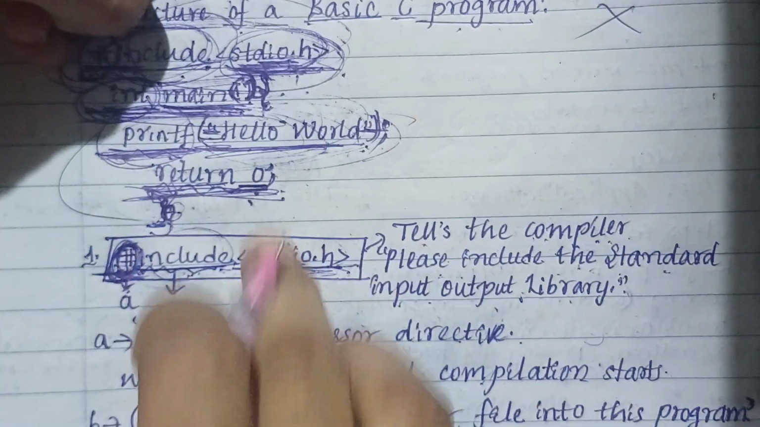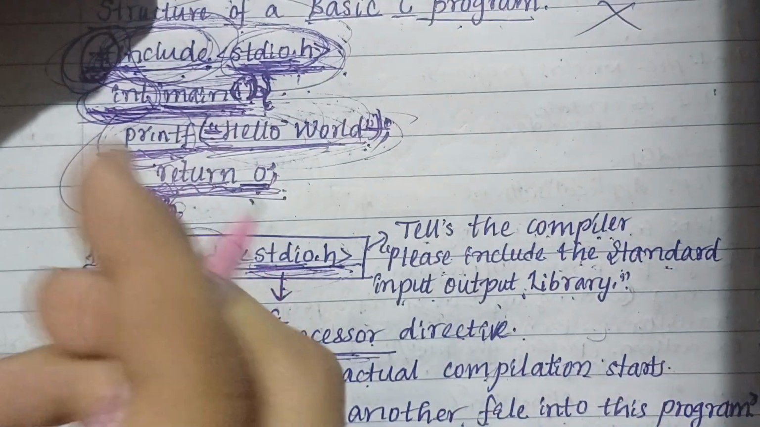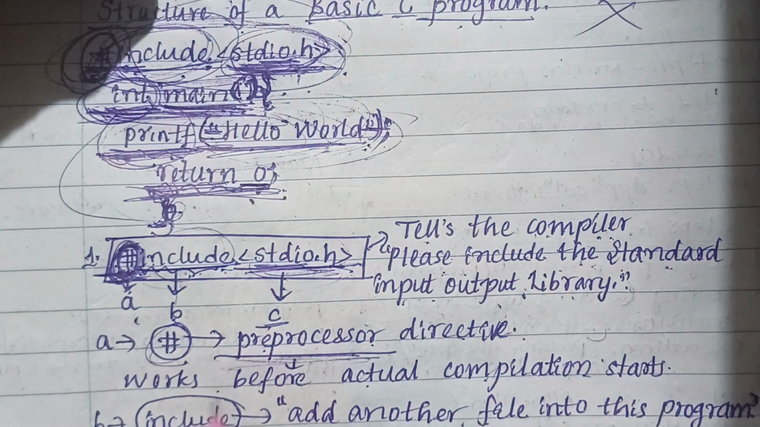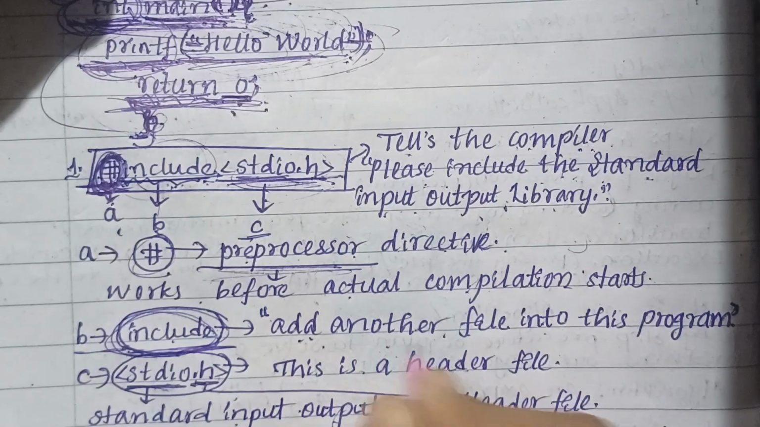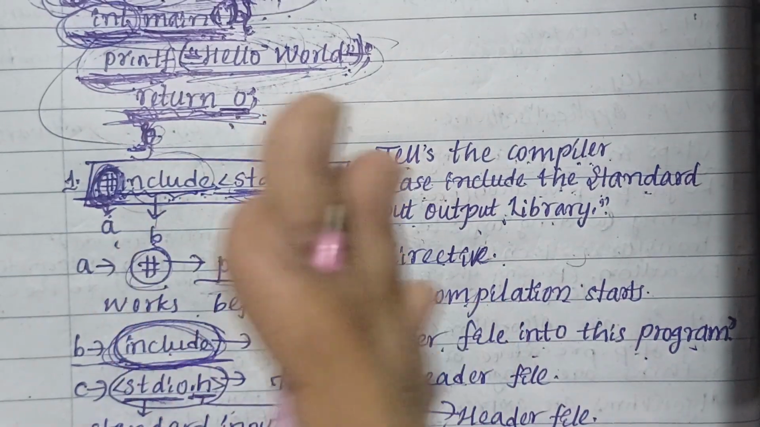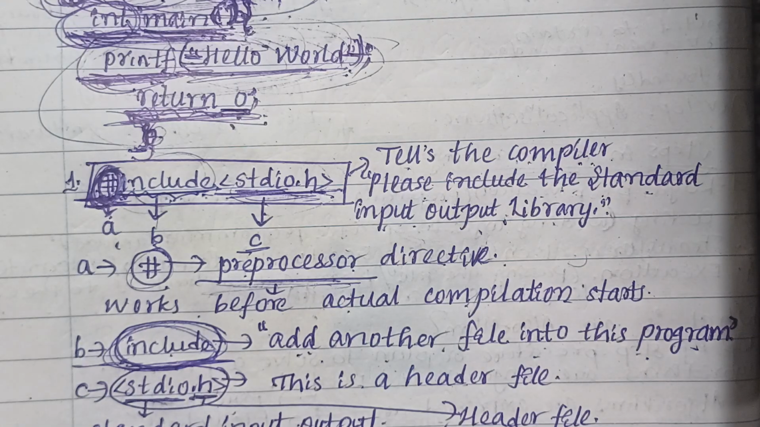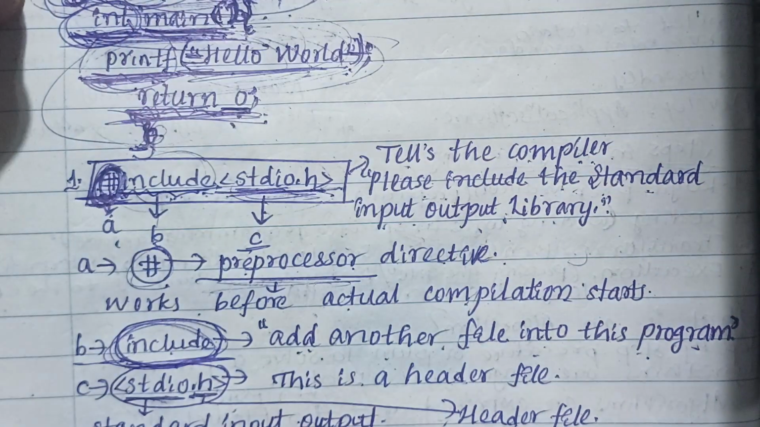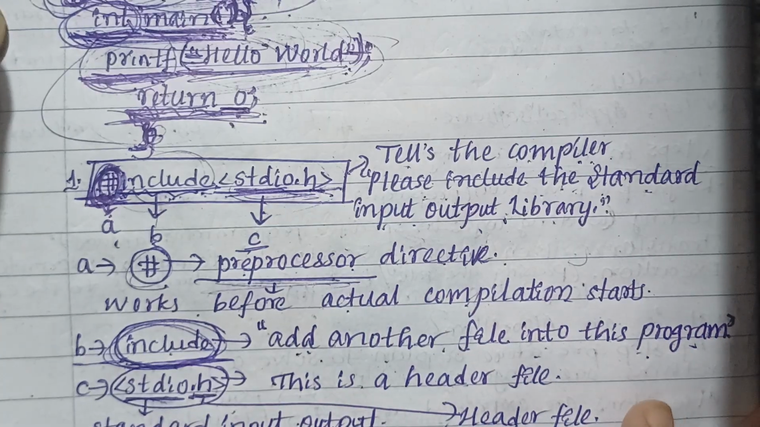files into your program, that is your input output files. In such a way, if you want to add any files, you have to use this include, which refers to adding another file into the program. See, after going through some practice, like after making a few codes by yourself, you will get more clarity about what each one indicates. Okay, for now you just want to know what is what.